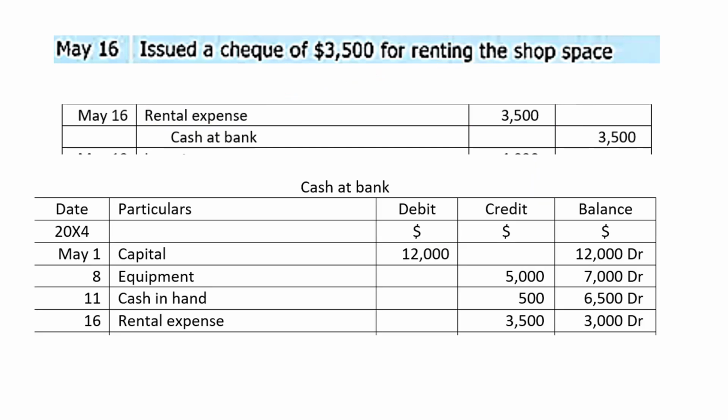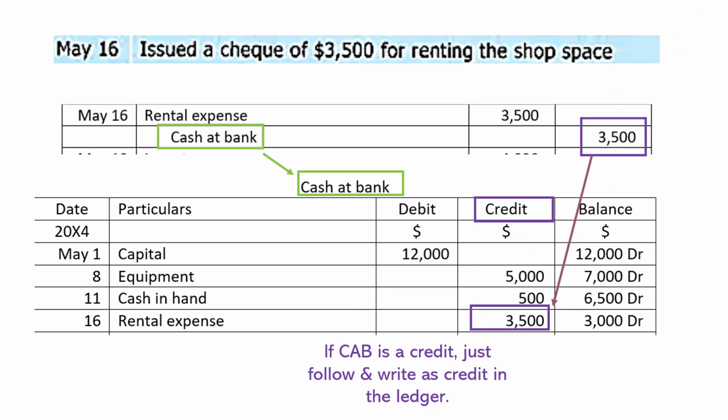All right. Now, how does it link to our ledger again? So again, we are going to look at the cash at bank. So we are only interested in cash at bank for now. And this cash at bank, we are going to follow. Since this was a credit entry, we are just going to brainlessly write under the credit column 3,500. Now, what is the reason why our money has lessened in our cash at bank? The reason is due to rental expense. So that's why we write the reason down here.